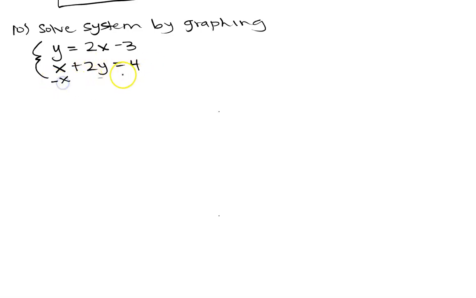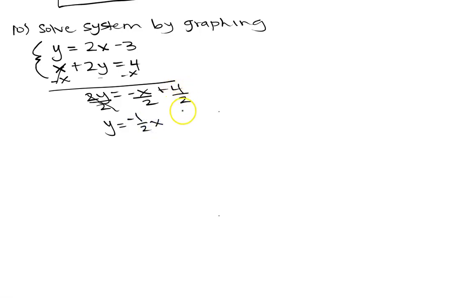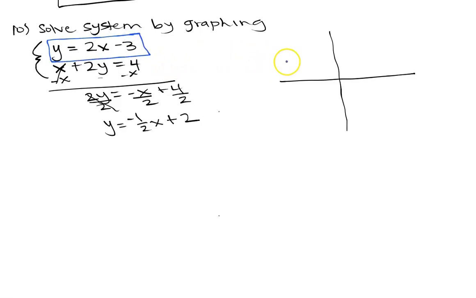So I'm going to start by subtracting my x over. That will give me 2y equals negative x plus 4. And then I need to divide everything by 2. So I'll get y equals negative 1/2 x, and then 4 divided by 2 is 2, so plus 2. Okay, and now let's go ahead and graph these two lines. I'll graph them in different colors just to make it easier to tell which one is which.